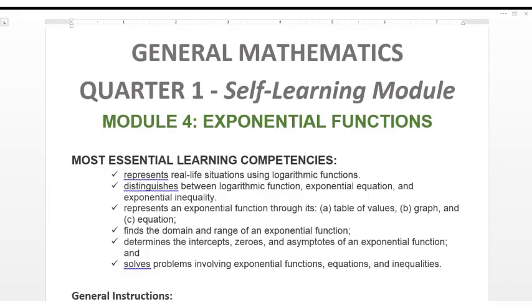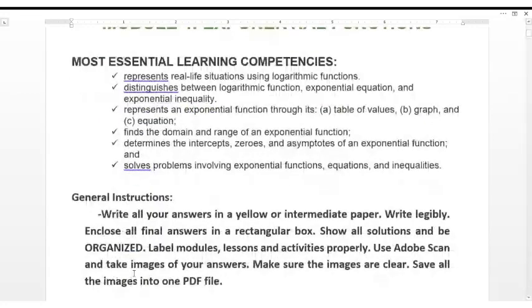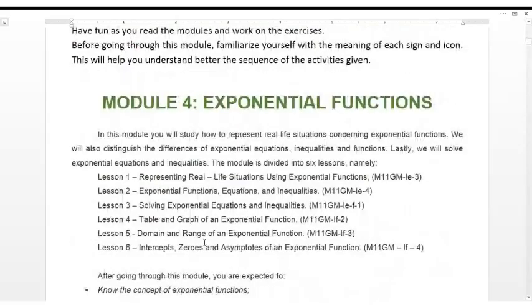So today we are going to talk about the exponential functions. What do you mean by the exponential functions? By the way, the most essential learning competencies that we are going to tackle today are exponential functions, how to represent it in real life situations, distinguish, oh wait, sorry, this is logarithmic. Let me go to this one.